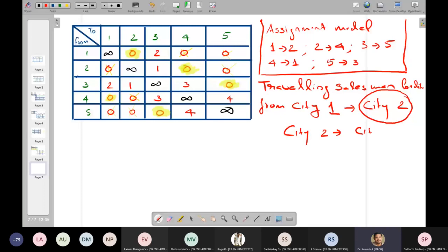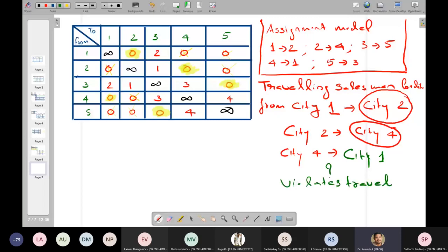Okay. What happened here? So the whole loop is not completed. So it violates the traveling salesman condition. He is moving from city 4 to city 1, so that basically violates the traveling salesman condition. So how to proceed?